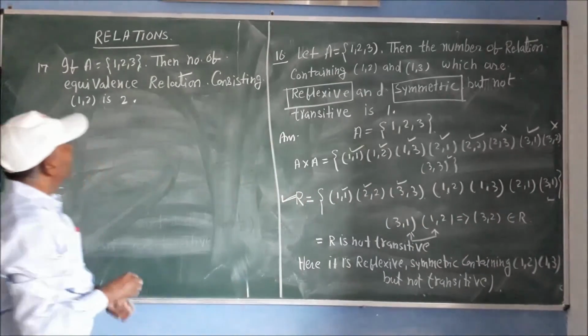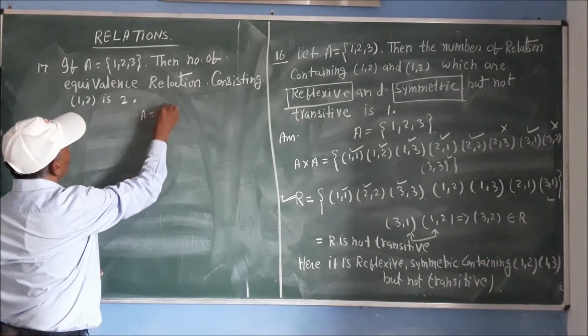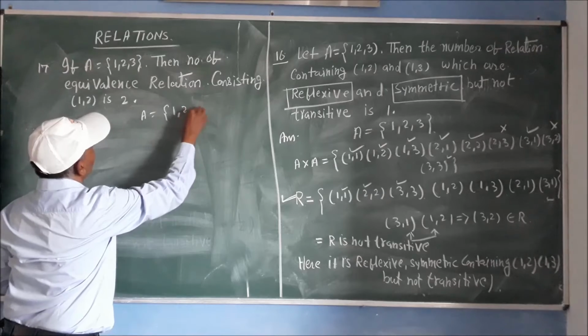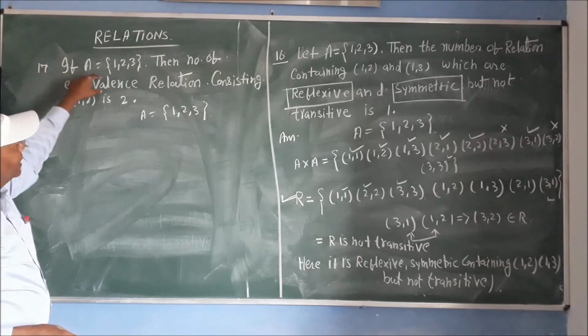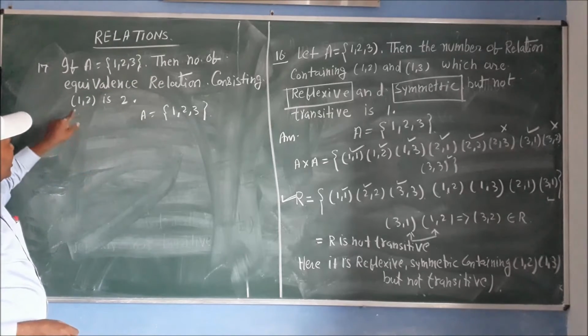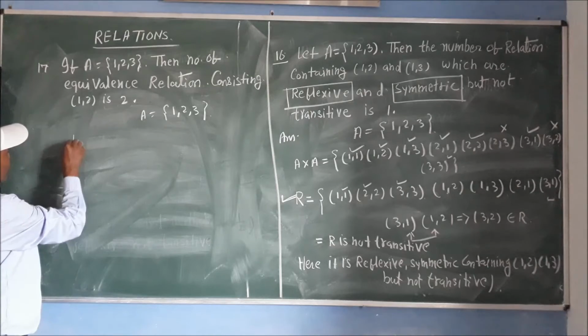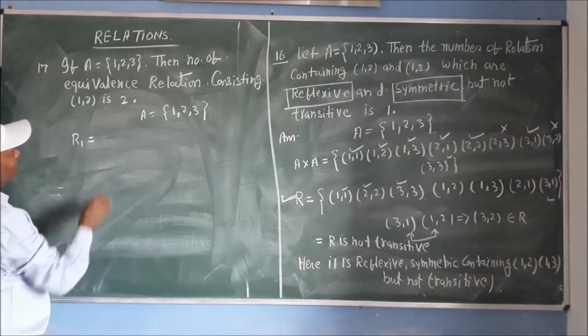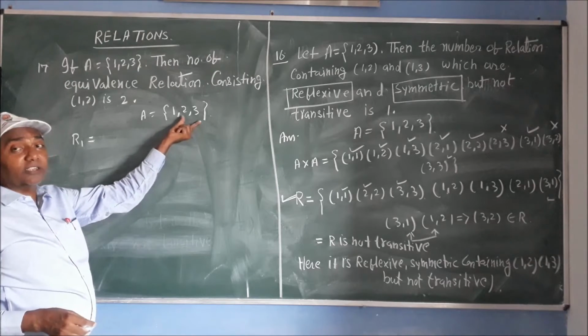Similarly, check here. Here is also the same kind of question. Here the question is A is equal to {1, 2, 3}. Elements are 1, 2, 3. In the question it is asked how many equivalence relations you can form if (1, 2) is present in the relation. So first I am making relation R1. It is given that it is an equivalence relation. That means it follows the reflexive property.